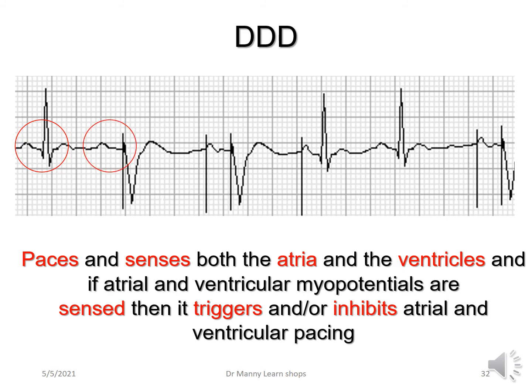Here, it only sensed atrial myopotentials, no ventricular, so it paced the ventricle. Over here, it didn't sense any atrial myopotentials, but did sense ventricular myopotentials. So it only paced the atria, not the ventricle. And over here, it sensed both atrial and ventricular myopotentials and didn't pace either.